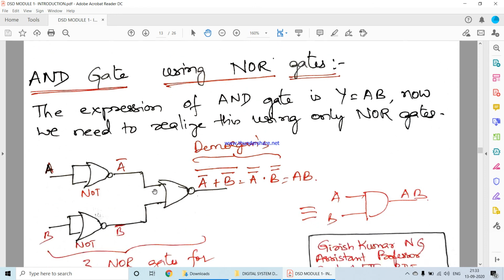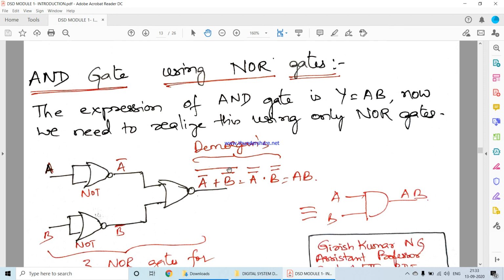So as we need A and B, I will give first A bar and then I will give B bar as an input to NOR. Now if I take the output of that NOR, what I will get is A bar plus B bar the whole bar. So I have taken A bar, I have taken B bar and then I have given that as two inputs to NOR where I get A bar plus B bar the whole bar.